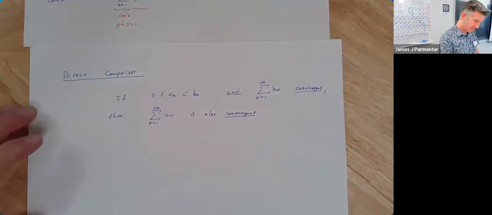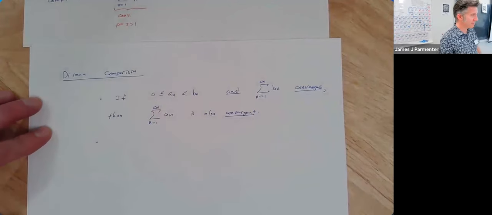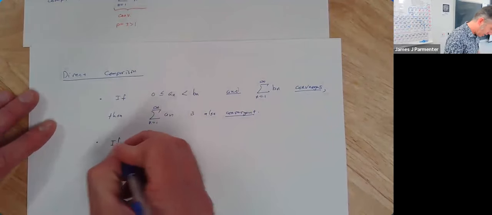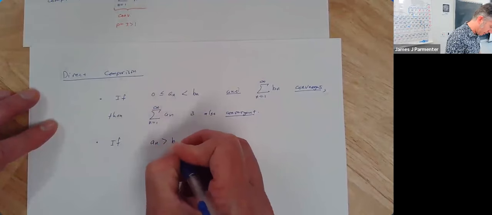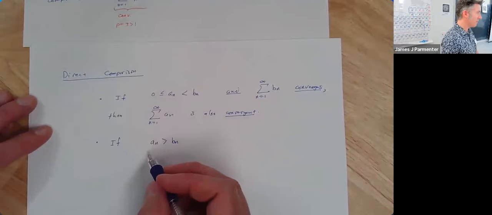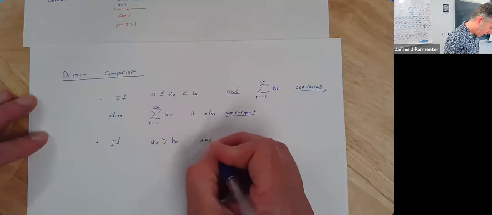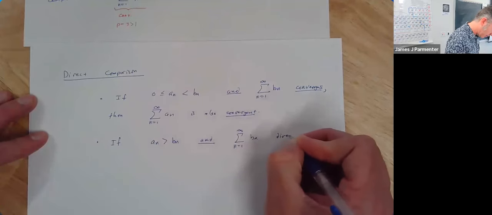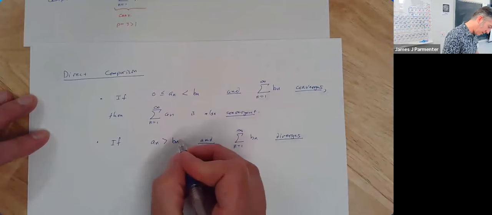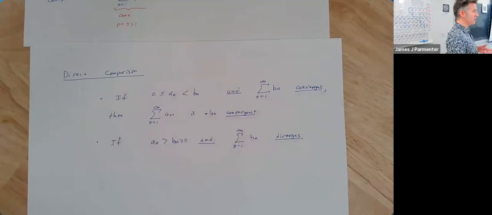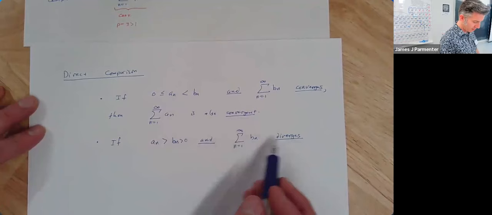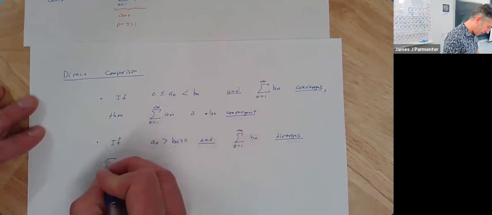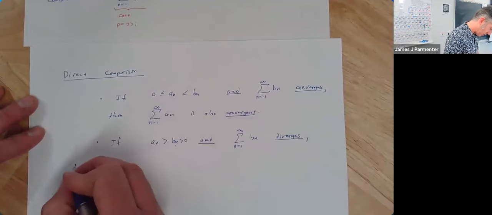On the flip side, I bet you might be able to guess what I'm going to say, but I'm going to say it anyway. If the sequence of our series is bigger than the sequence of some other series, and the known series that we are bigger than diverges. Sorry, I should have written greater than zero here. Both of these are under the assumption that all the terms of your series are positive. They're not all negative, they're not alternating, they're just all positive. But if the known series diverges and your series is bigger than the divergent series, then it also diverges.